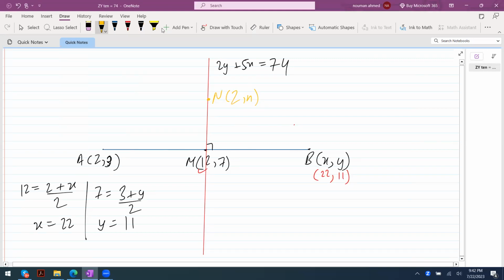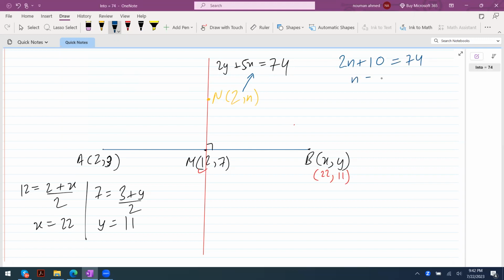So obviously this point should satisfy the equation. We are just going to put this point in this equation. So in place of y, you can put n. In place of x, you can put 2. 5 into 2 is 10. 74. N is equal to 64 divided by 2.